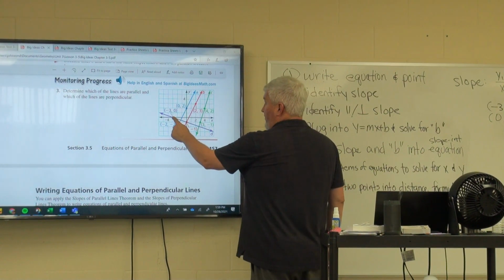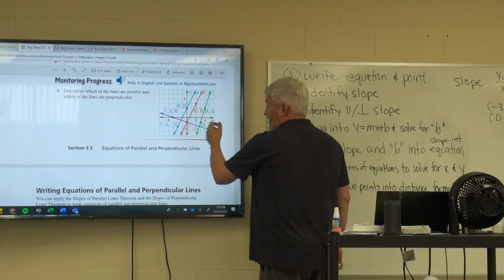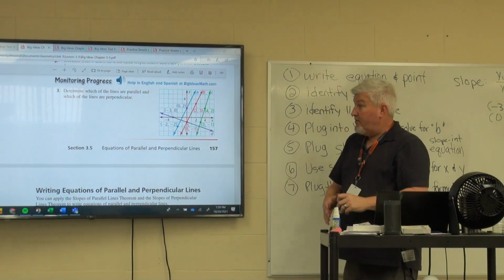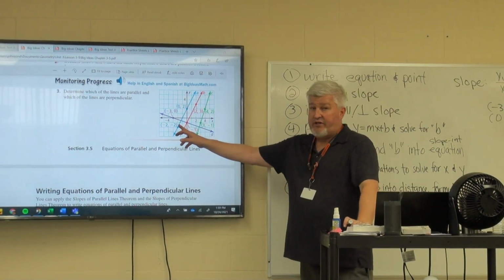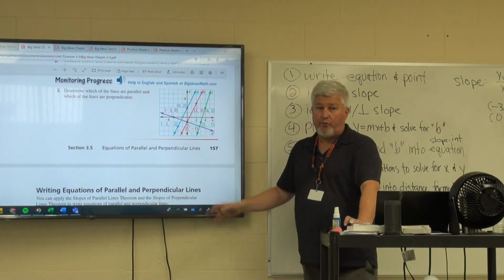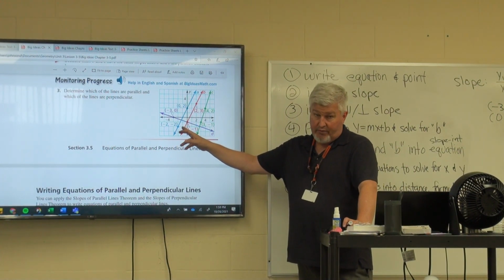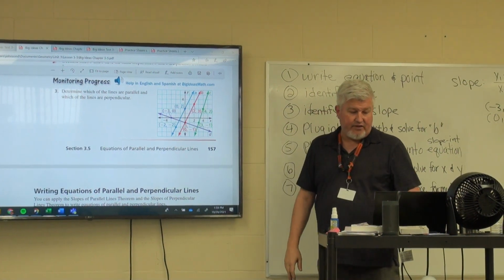Purple line, here and here. I go down 1, that's negative 1, over 1, 2, 3, that's negative 1/3. So the slope of negative 1/3 is the negative reciprocal of the slope of 3. So the green and the purple lines are perpendicular. The purple line does not have that same relationship with the blue and the red, only with the green, based on negative reciprocal slope.